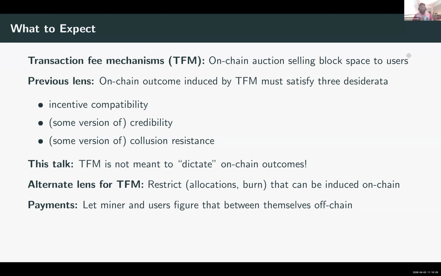Specifically, the alternate lens that I pitched did not mention payments at all. The pitch that I'm going to make is that, sure, maybe just letting users and miner figure out the payments between themselves is not the worst thing to do. So that is going to be the alternate pitch that I'm going to give in this talk. And the end goal of this talk is going to be to characterize, for a given transaction fee mechanism, what is the off-chain equilibrium it will end up inducing.